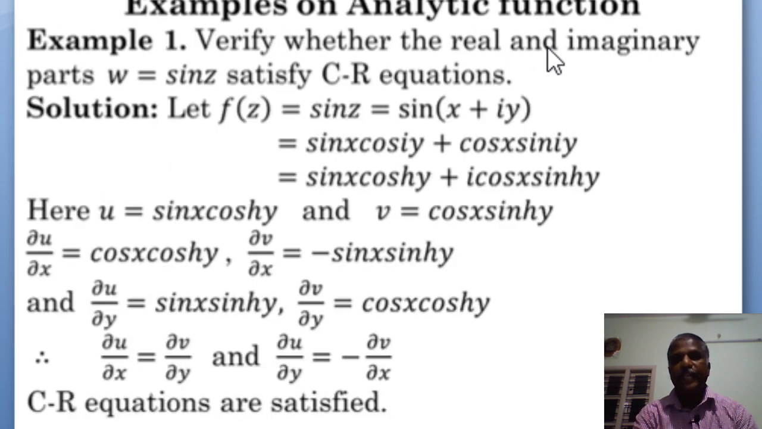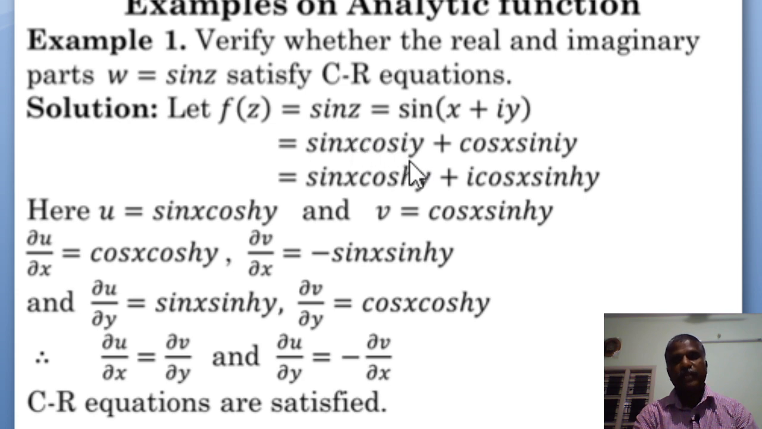Verify whether the real and imaginary parts of w = sin z satisfy the CR equations. So to verify the CR equations, we need to find u and v, the real and imaginary parts. For that, we take z = x + iy. f(z) = sin z, that is sin(x + iy). It is sin(a + b) = sin a cos b + cos a sin b, so sin x cos iy plus cos x sin iy.